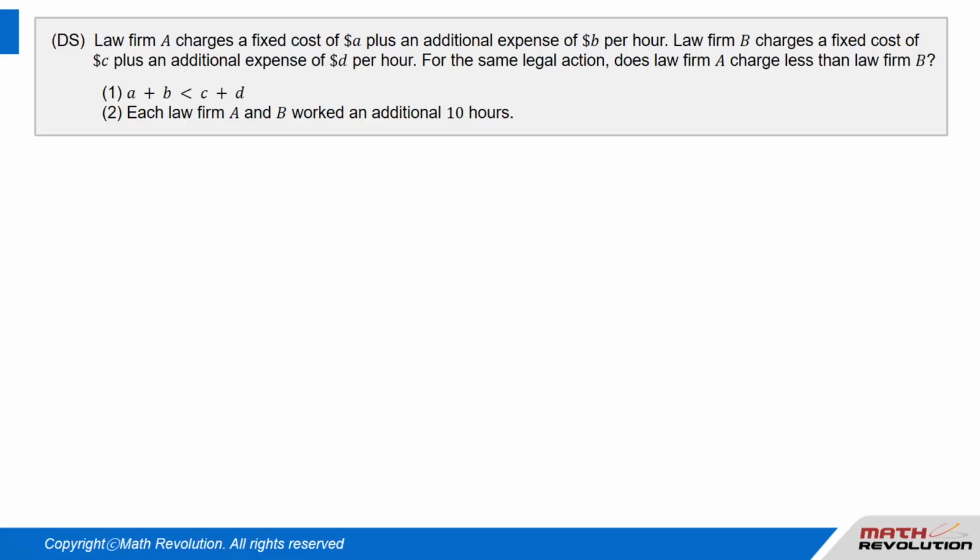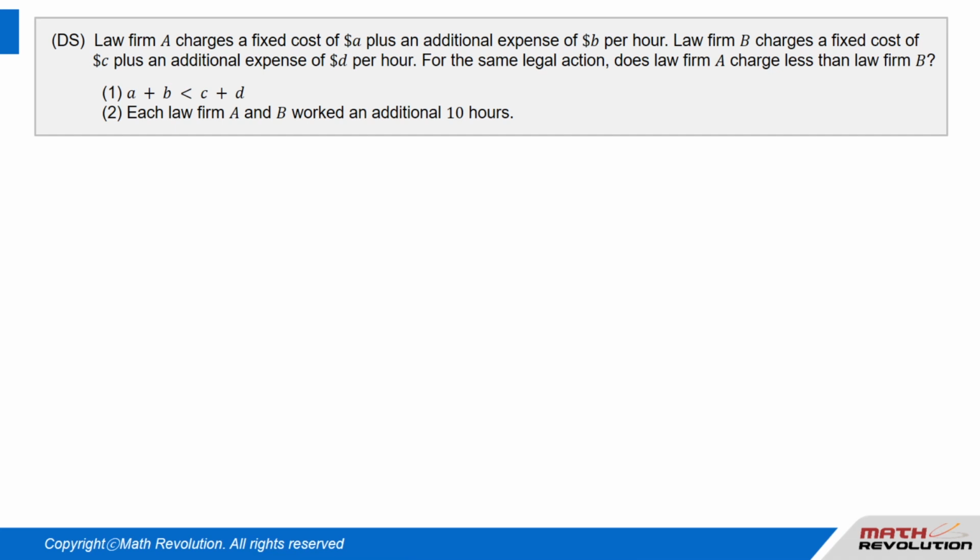Question. DS. Law firm A charges a fixed cost of $A plus an additional expense of $B per hour. Law firm B charges a fixed cost of $C plus an additional expense of $D per hour. For the same legal action, does law firm A charge less than law firm B?